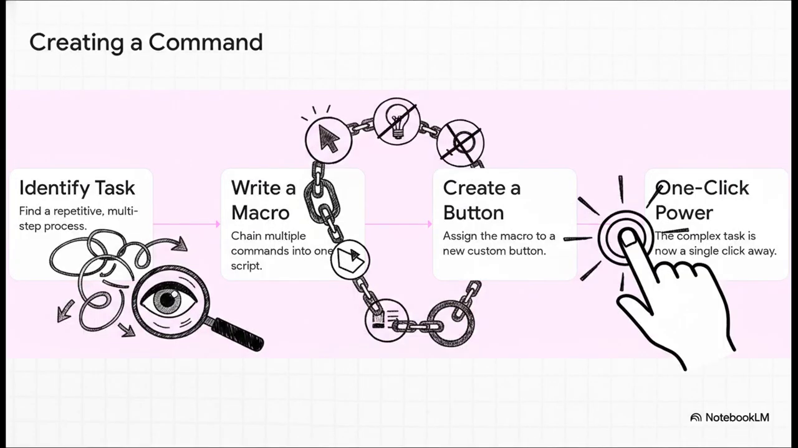So, how does this actually work? Let's say a designer is always needing to zoom in on their model, but they want to ignore any virtual lights they've put in the scene. Normally, that's a whole process. You gotta select nothing, then select all the lights, then invert that selection, and then zoom. Instead of doing that every single time, they write a simple script. It's called a macro that just chains all those commands together. They stick it on a new button, and boom, a four-step process becomes one single click.